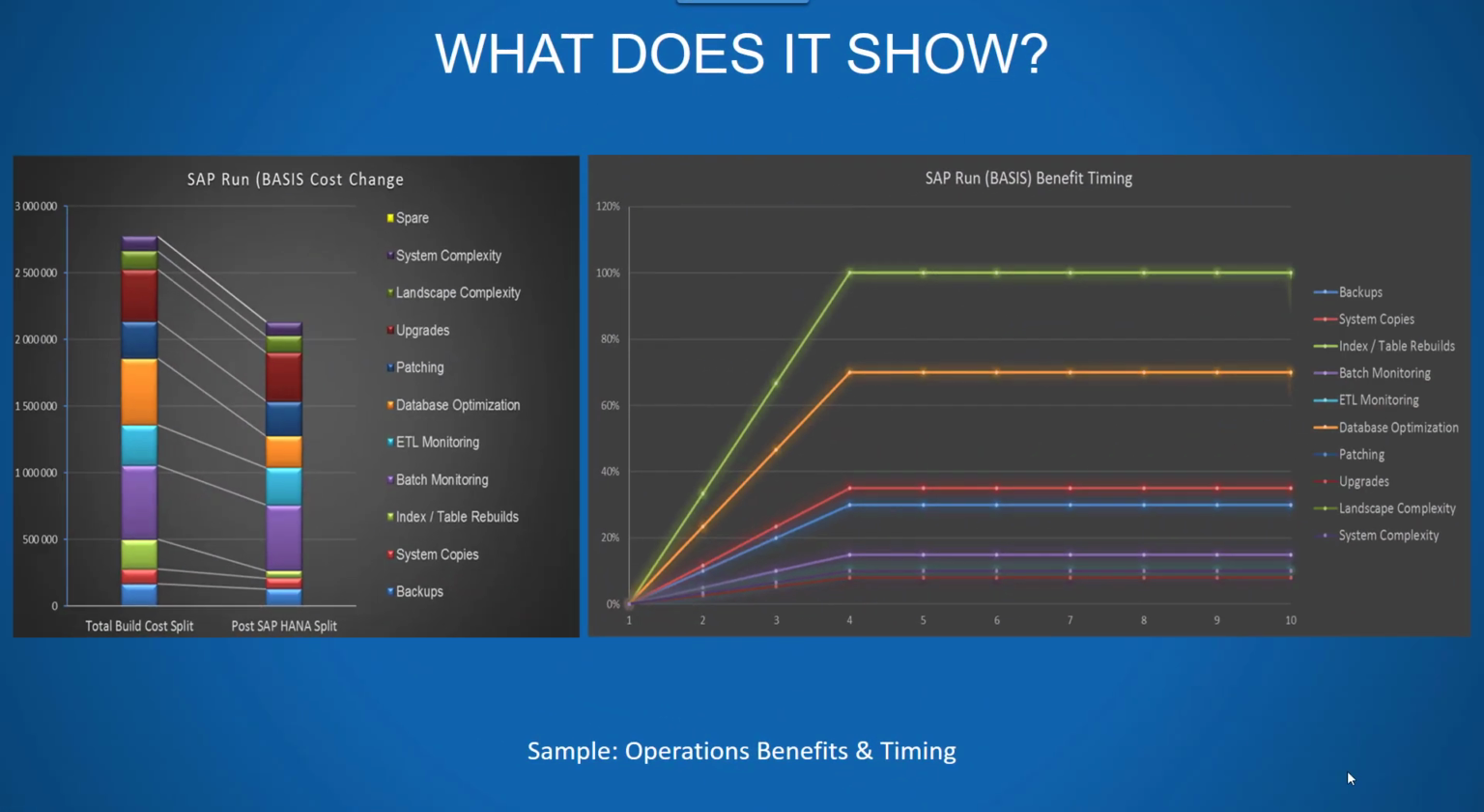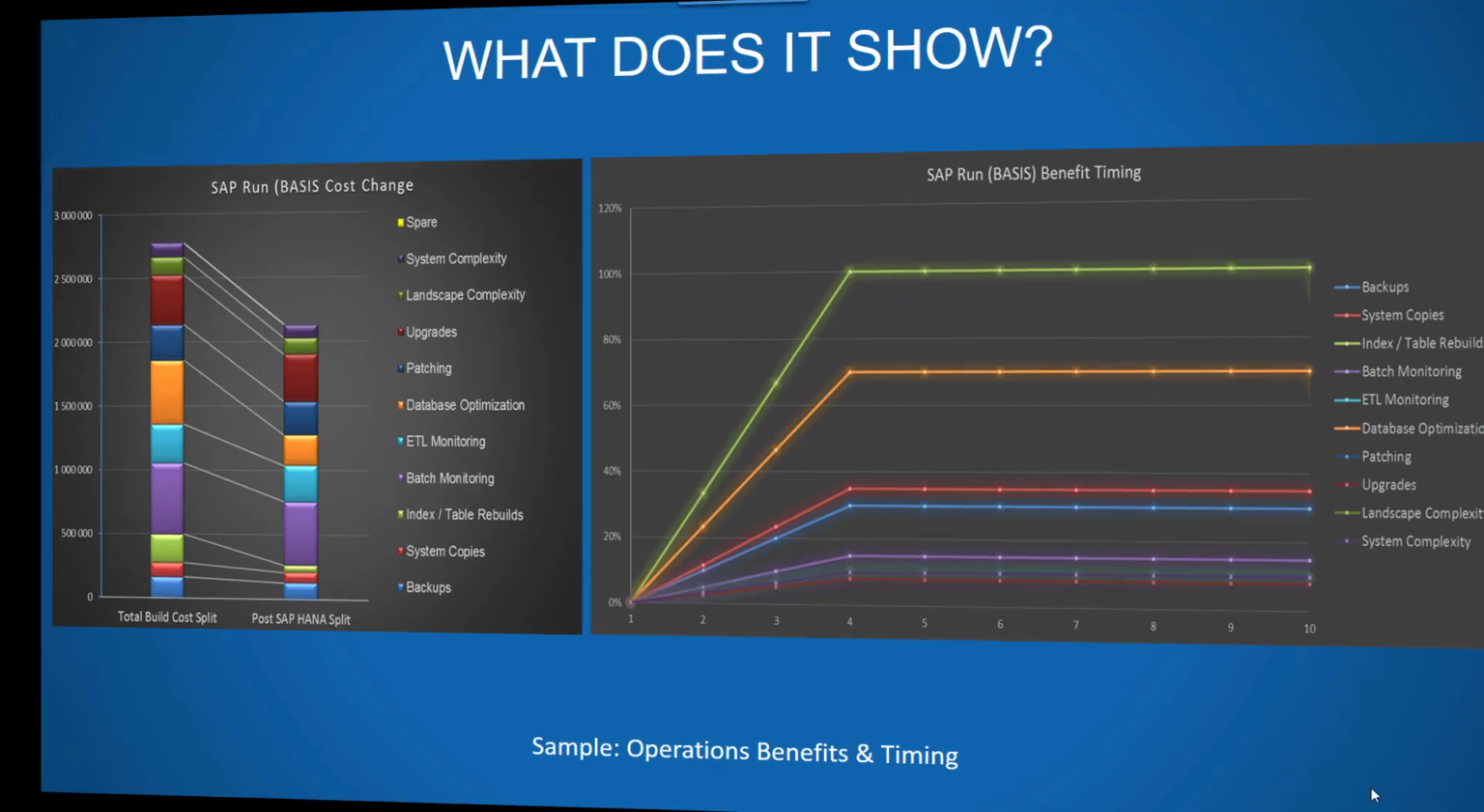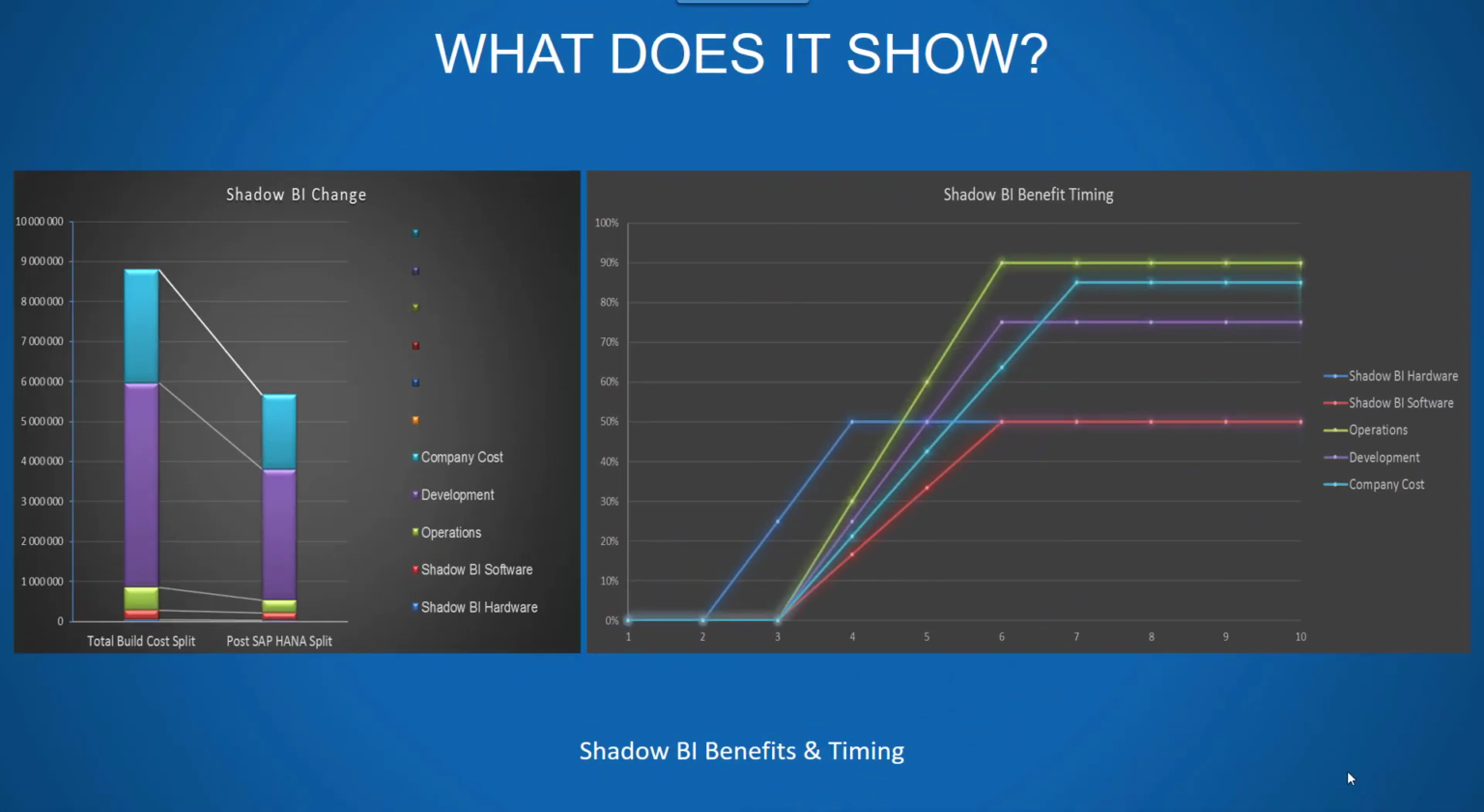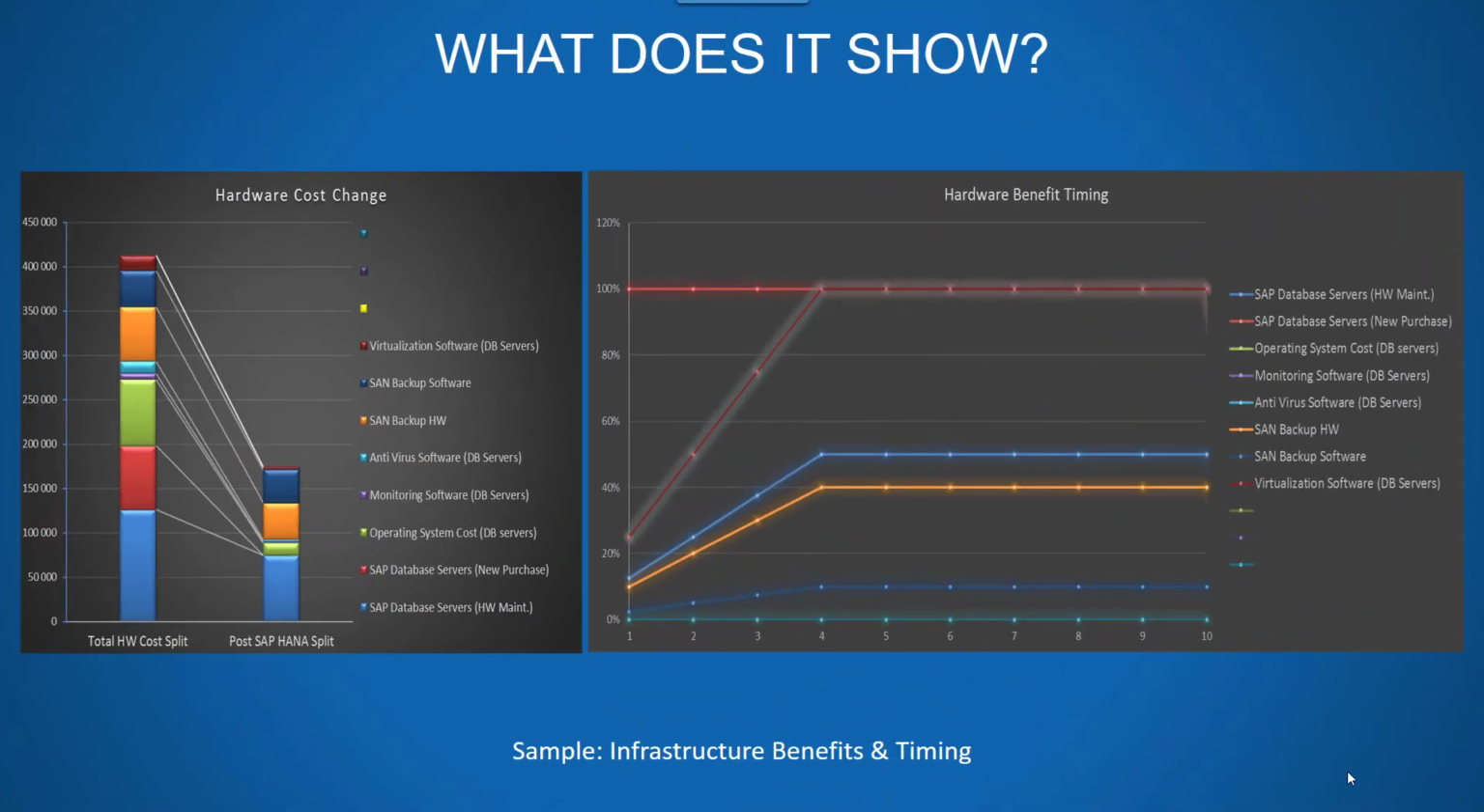Then if we look at the operational running of SAP systems, again, you can use a definable criteria, look at the various areas, see what the effect of HANA saving would be, and when would that be implemented. The same thing applies to the Shadow BI. By default, we do populate the model with some default values, and things like development operations, the software, the hardware, the cost to the company of Shadow BI are the default values in this area. Again, all user definable.